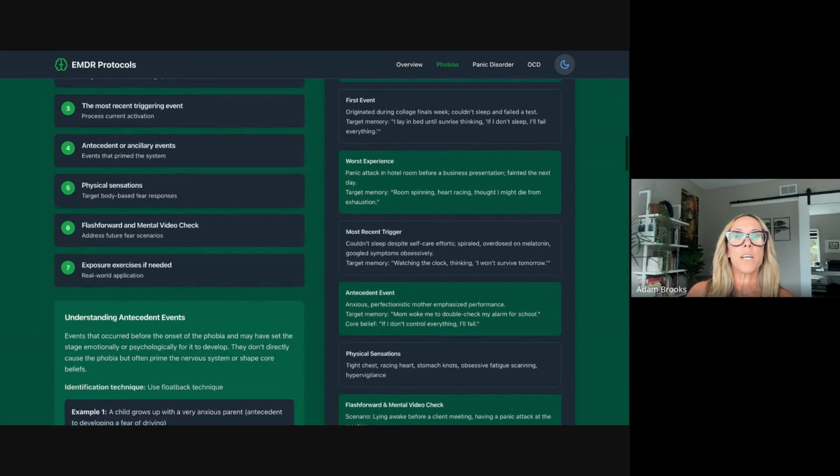Then we're going to move on, or she moves on, to the physical sensations. These are body-based fear responses. I'm sure you guys have felt tightness in the chest or dizziness in response to fear. Well, you could get a feedback loop in where you actually fear those sensations. So you'll want to target those if those sensations have become fearful themselves.